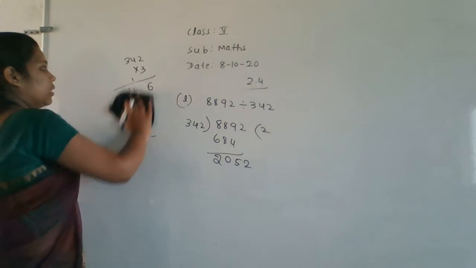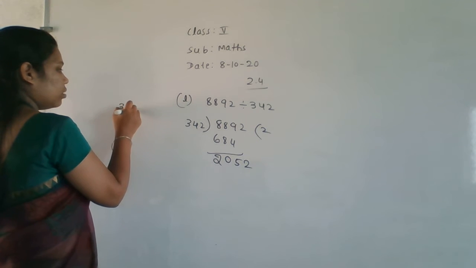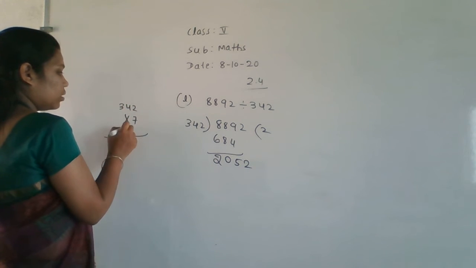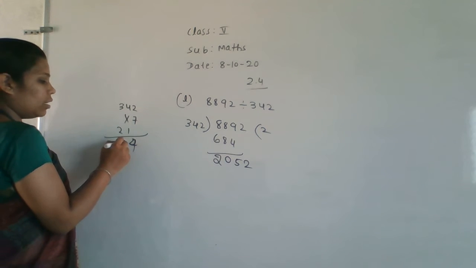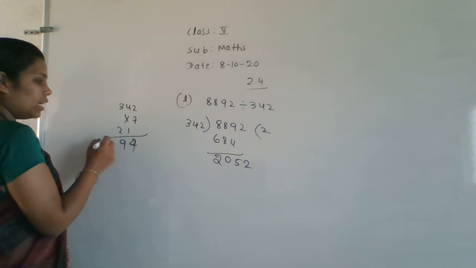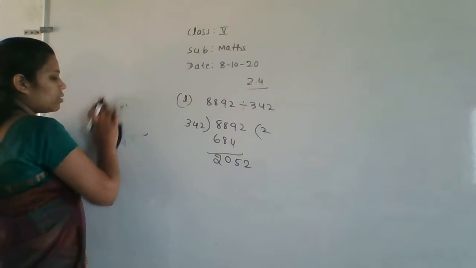Okay. Again check. 342 into 7 check. 7 2s are 14. 7 4s are 28, 29. 7 3s are 21, 23. No, it is the greater value. Check with the 6.